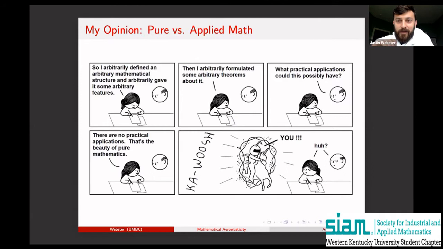So I said this was my view, pure versus applied math. Okay, everybody through the first part? Okay, so.